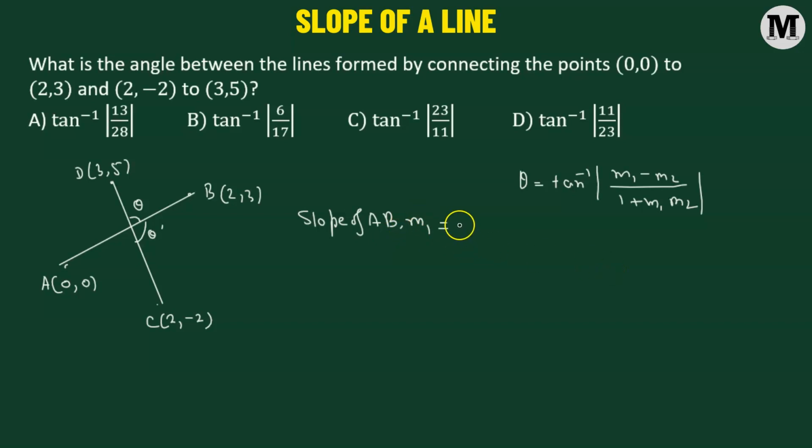So in the numerator, we'll need the difference of the y coordinates. So that's going to be 3 minus 0. And in the denominator, we need the difference of the x coordinates. So that will be 2 minus 0. And this is going to give us 3 over 2.